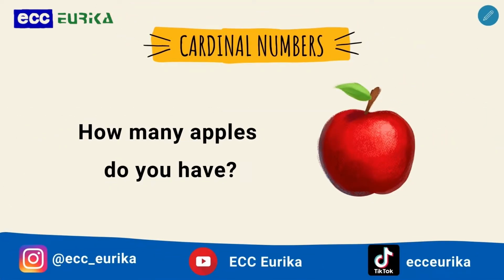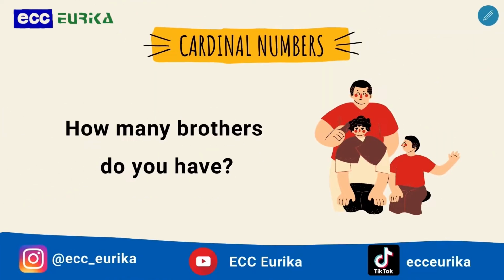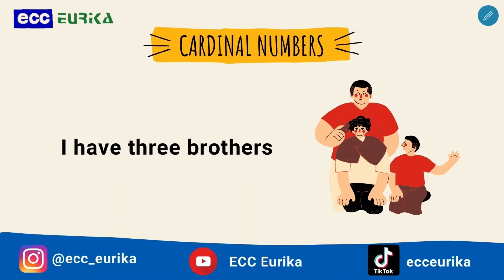Okay, so you see a red fruit on the right side. And I have a question for you. How many apples do you have? The right answer is I have 1 apple. Next one. So you see 3 boys there on the right side. And the question is, how many brothers do you have? The right answer is I have 3 brothers.